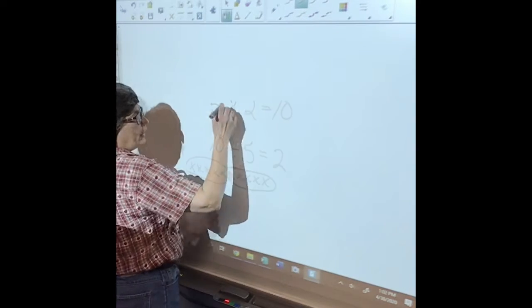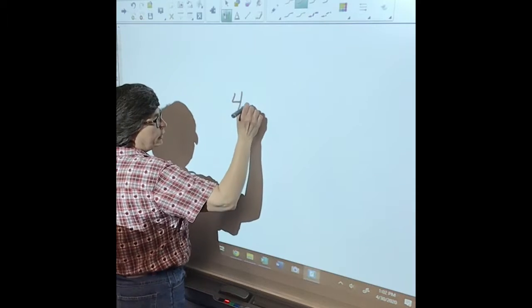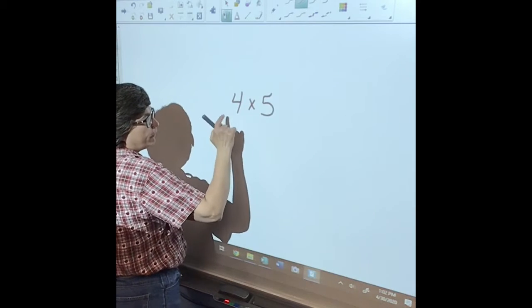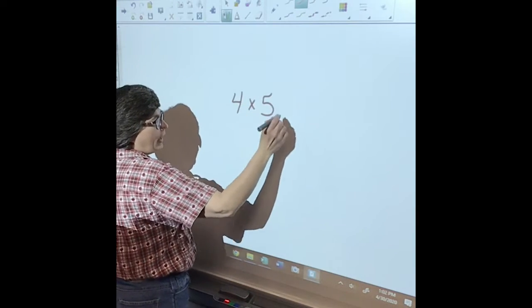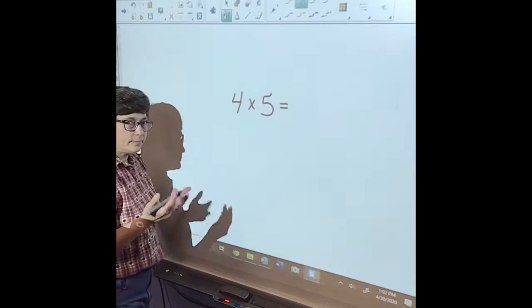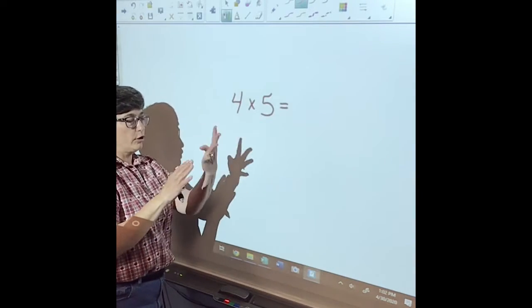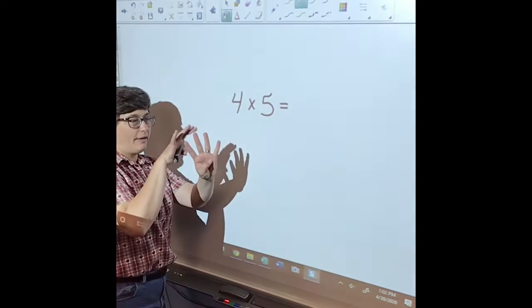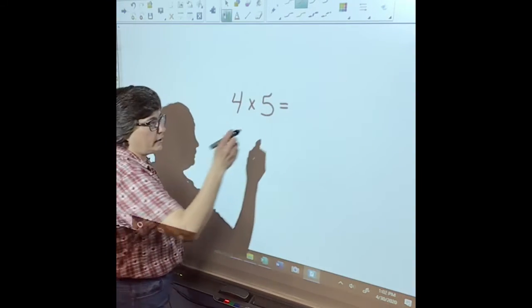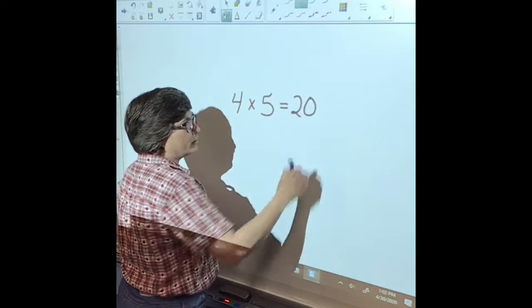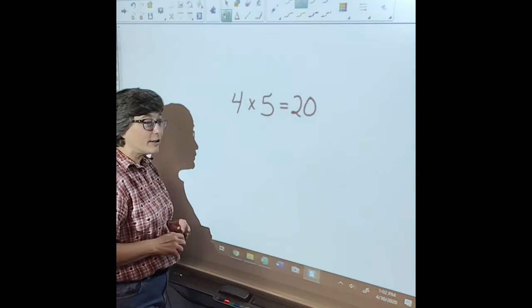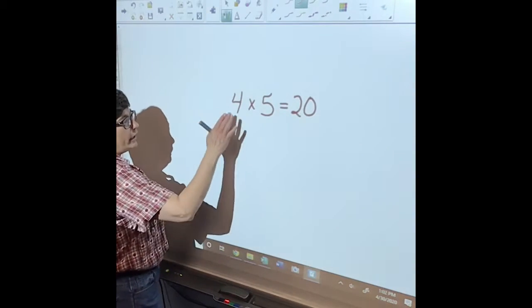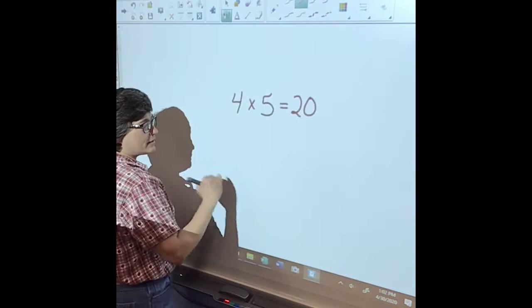Okay? So we had 4 times 5, or 4 groups of 5, and that equals 20. So I have 4 groups here, and there's 5 in each group, 5, 10, 15, 20. And if you're practicing your multiplication flashcards, this should be easy. Okay, so then division is the backwards.